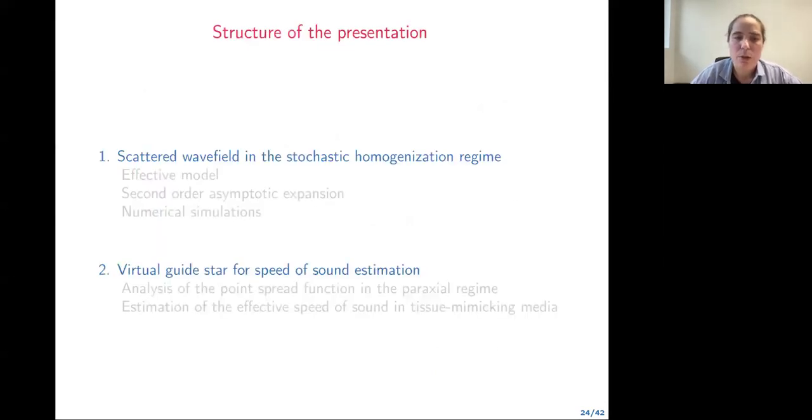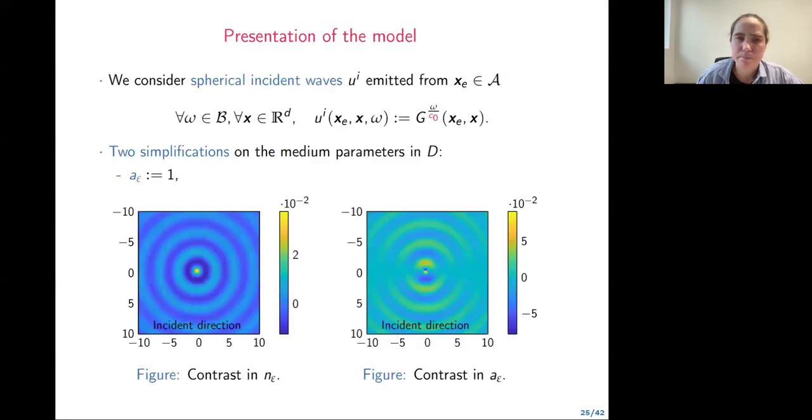So now we can move on to the inverse problem. First, let me recall what the model is. We consider spherical incident waves UI that are emitted from the array. So not plane waves anymore, but spherical incident waves, expressed with the Green function G, and the velocity in my medium is C naught.